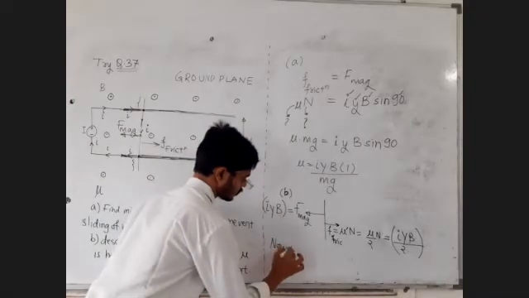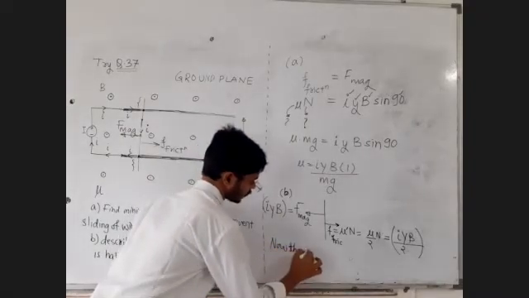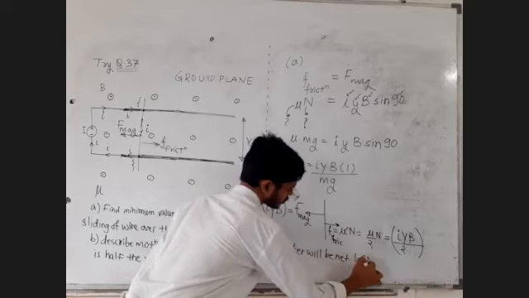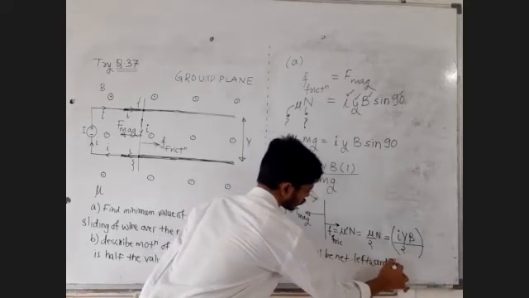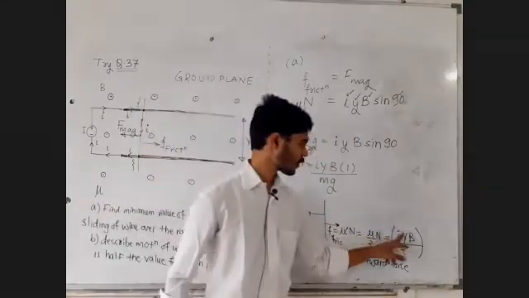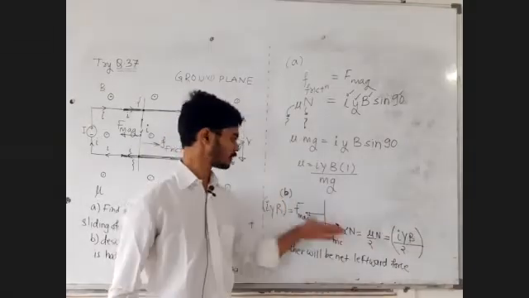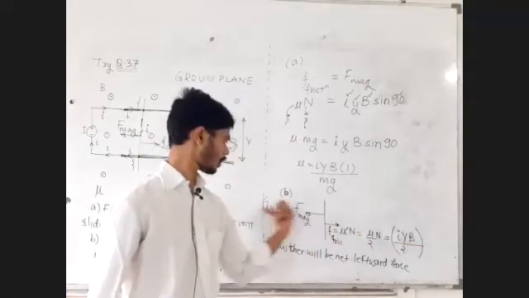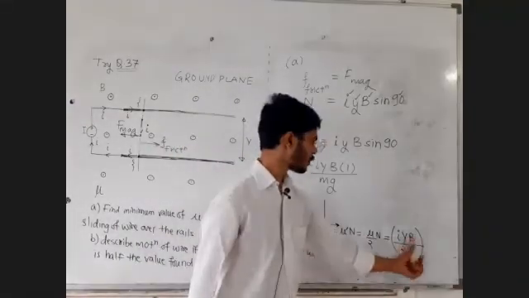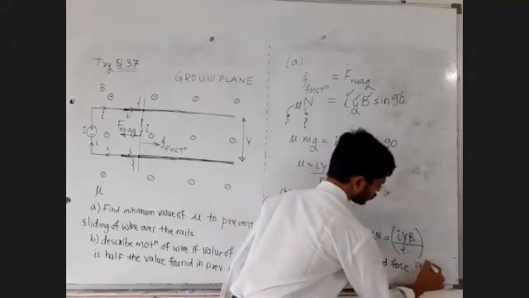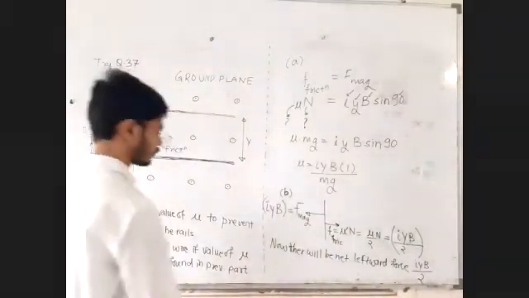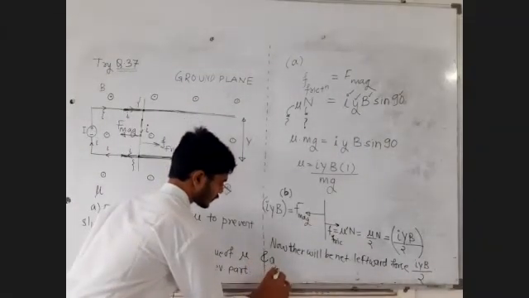How much will it be? Here leftward it is IYB, rightward it is IYB upon 2. Net leftward equals all leftward minus all rightward. So IYB minus IYB upon 2 will be equal to IYB upon 2. There will be a net leftward force IYB upon 2, and leftward acceleration.